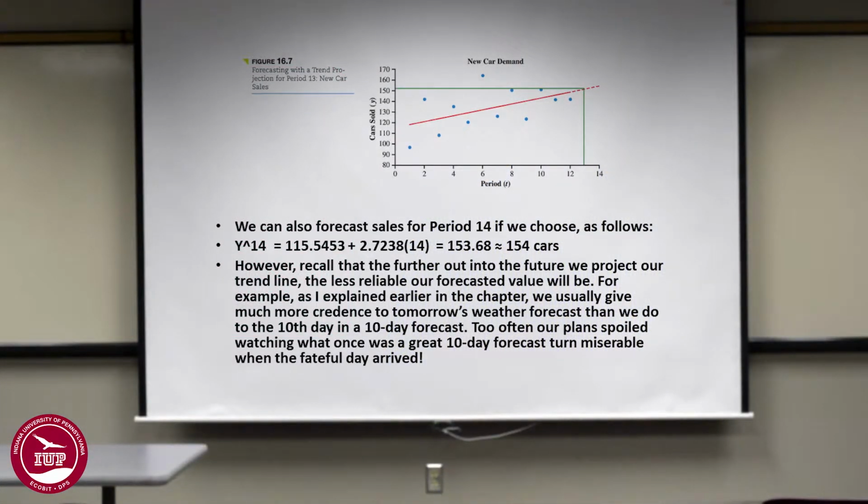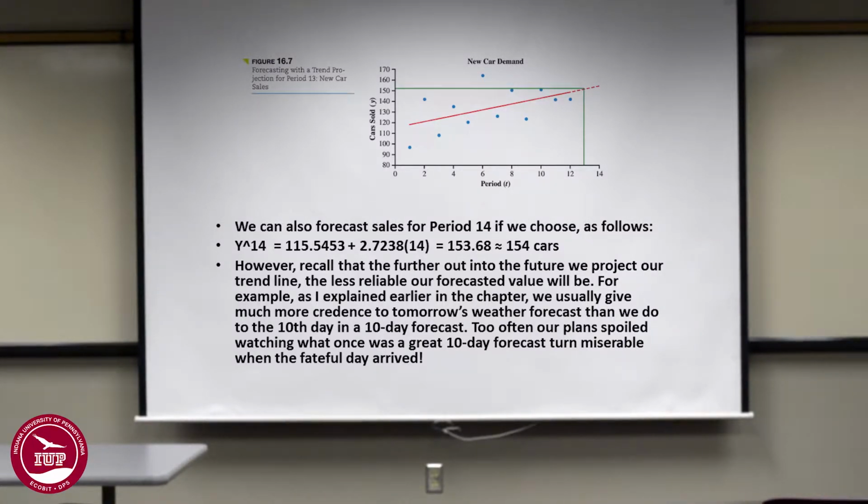We can also forecast sales for period 14 if we choose, as follows. ŷ_14 is equal to 115.5453 plus 2.7238 times 14, which equals 154 cars.